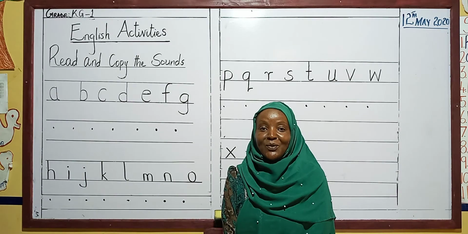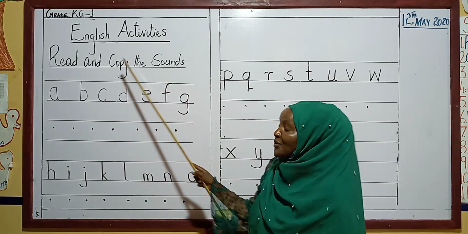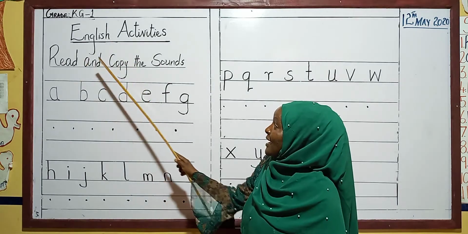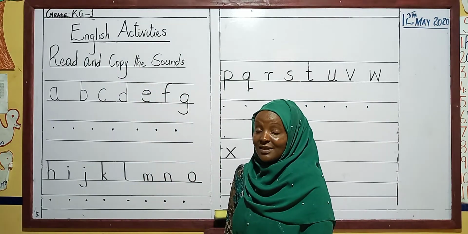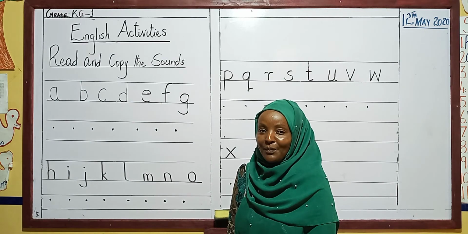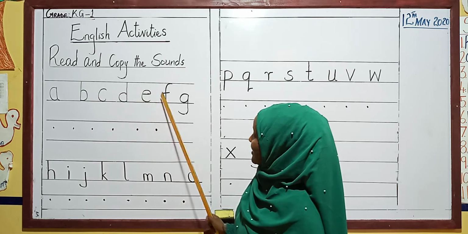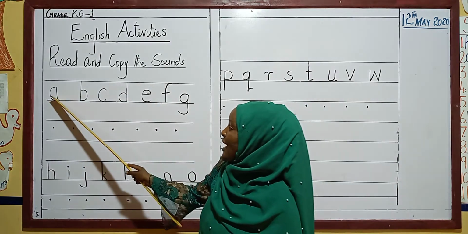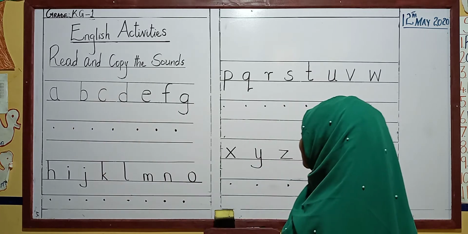Today we are going to read and copy the sounds. I'm going to show you how to form these sounds and copy them. Let us read together. These are the sounds. We have sound A up to sound Z.